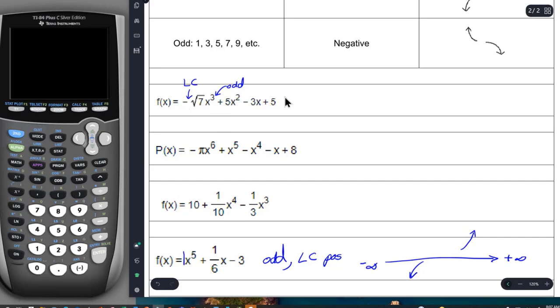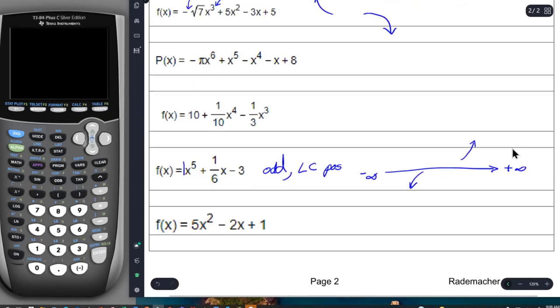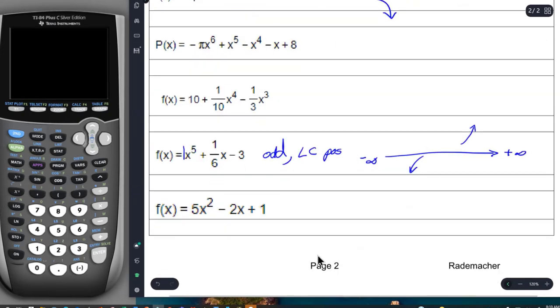Then I know that this polynomial will look like this polynomial on the edges. As x gets close to negative infinity, the graph will go up forever, and as the graph gets close to positive infinity, the graph will go down forever. So it's a matter of just memorizing a few patterns. Okay, here we have an even degree.